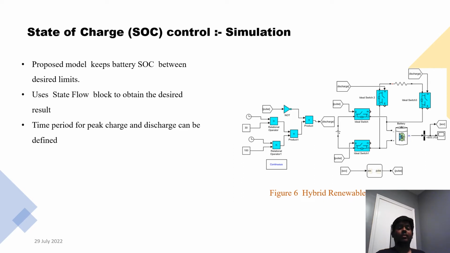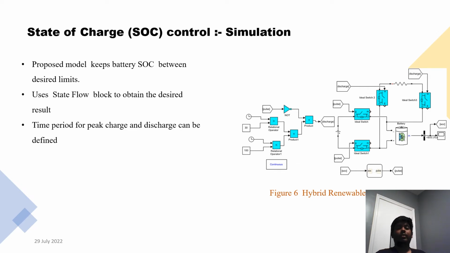Suppose we want to keep the state of charge of the battery between 40 and 80%. By this simulation, we are able to make sure that the battery always remains between 40 and 80%. The state flow block is used to get the batteries in between the values that we so desire. The percentages of the SOC that need to be maintained so that no fault can occur in the battery are the best way to move forward so that state of charge control can be implemented inside the battery.